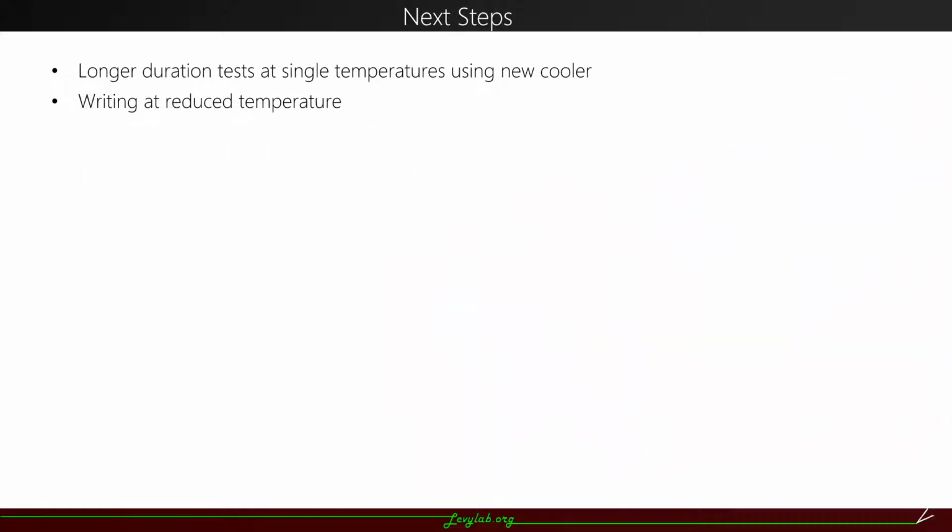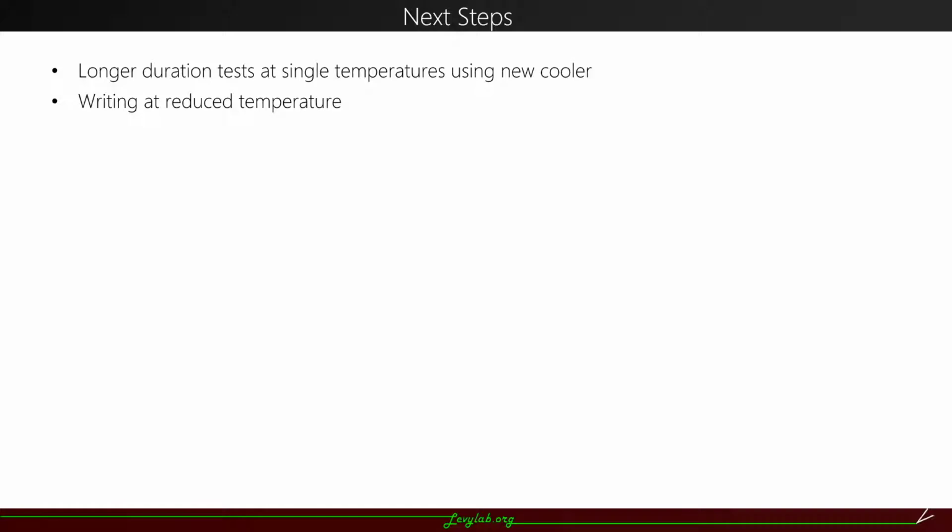So what are we doing next? With this new cooler, we would like to take longer duration tests at a single temperature. Whereas with the first tests, we varied the temperature over time, with these tests, we'd like to keep it fixed at a specific temperature for 6, 7, 8 hours, or if not longer.